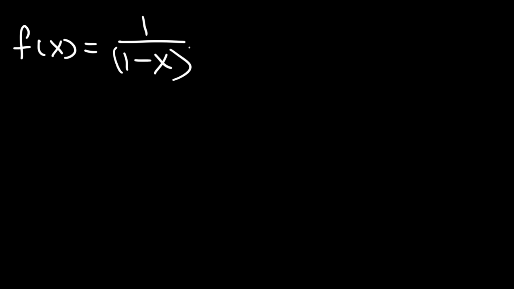In this video, we're going to talk about how to represent a function as a geometric power series by differentiation. So our first example is going to be f of x is equal to 1 divided by 1 minus x squared. So what do you think we need to do in order to represent this function as a power series?